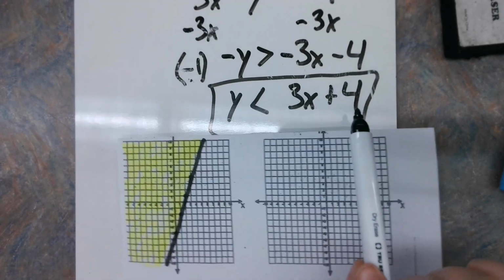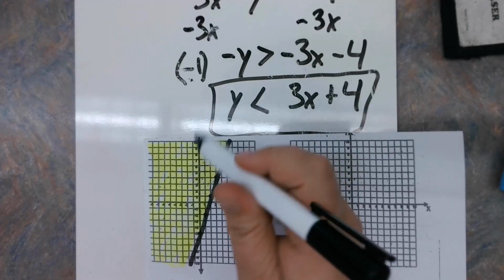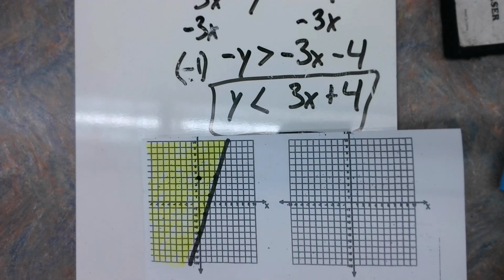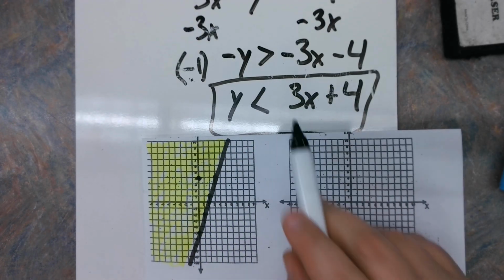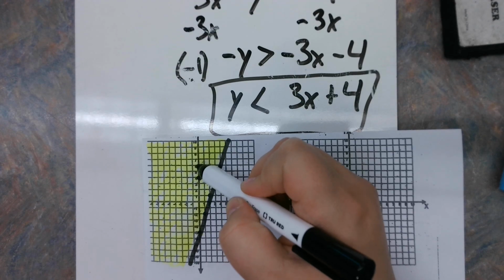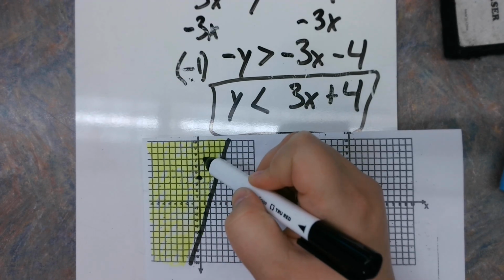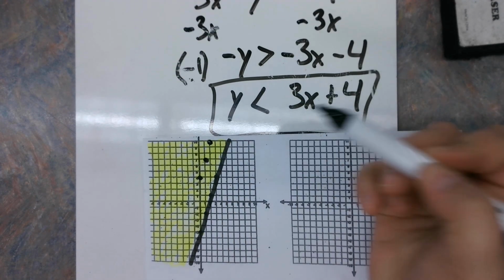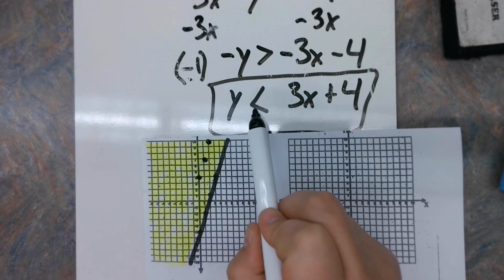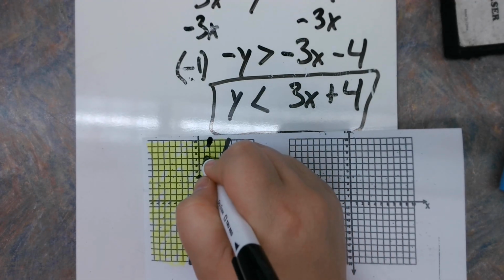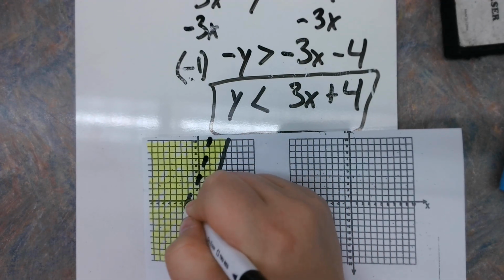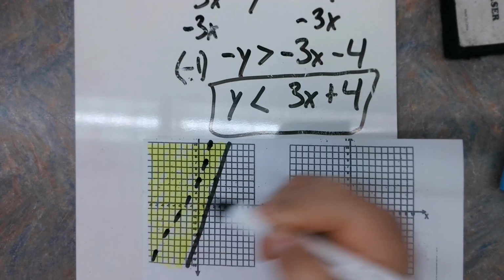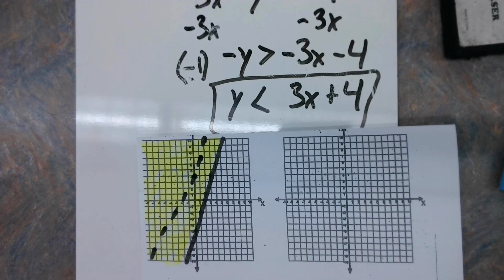My second line, my y-intercept is 4, so I'm going to start at 4. My slope is 3 again, so I'm going to go up 1, 2, 3 over 1. This is a dashed line this time, so I'm going to go dash, dash, dash, dash, dash. I messed it up a little bit. It's okay for these purposes.